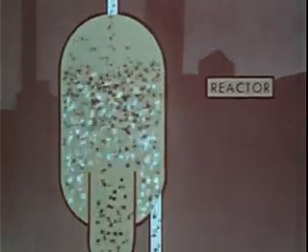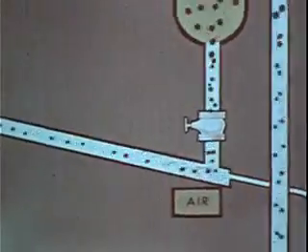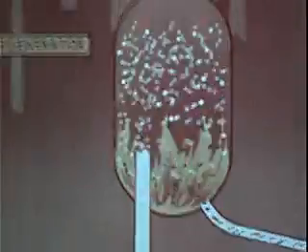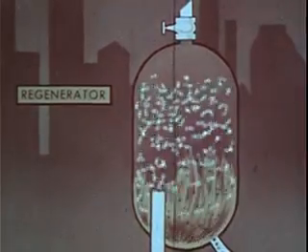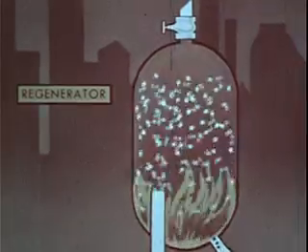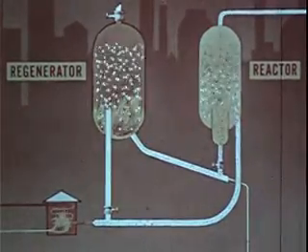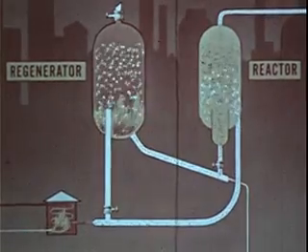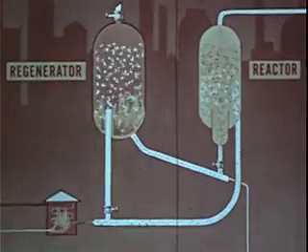As the catalyst becomes covered with coke, it becomes less active and is drawn off at the bottom. Air blows it through a pipe to the regenerator where the coke is burned off. This reheats the catalyst, which again joins the flow of incoming oil. Here's the entire operation, showing the complete cycle. Notice that the same catalyst is used over and over in this modern method of gasoline manufacture.